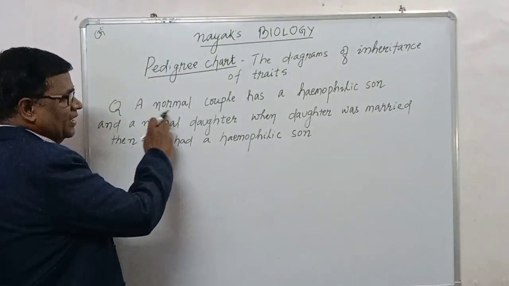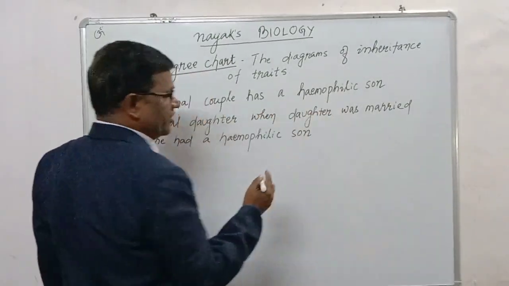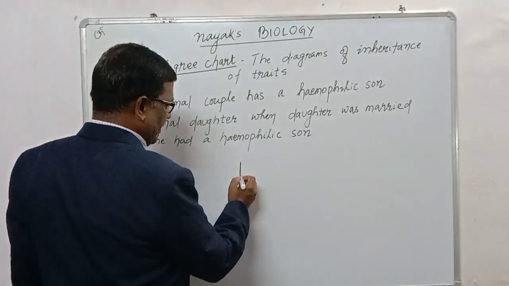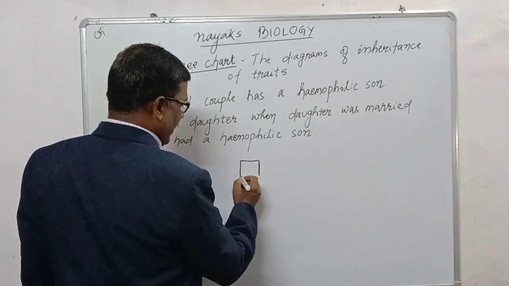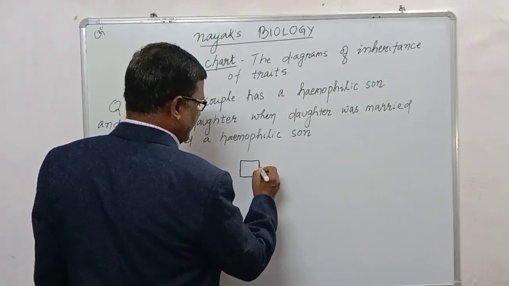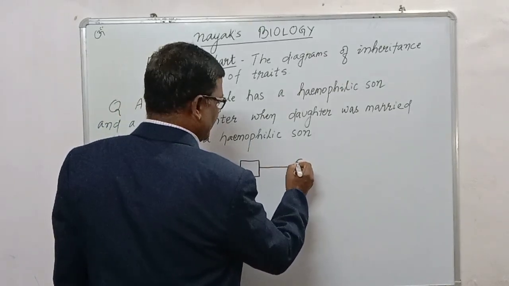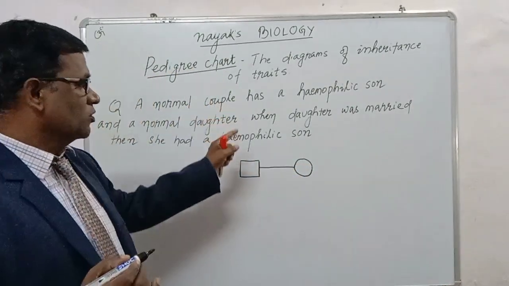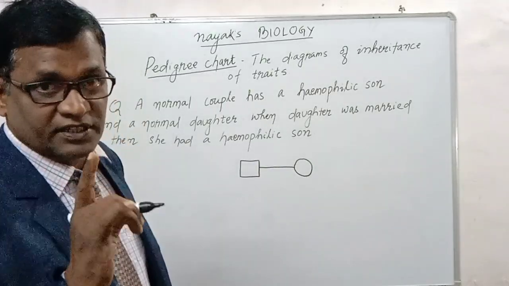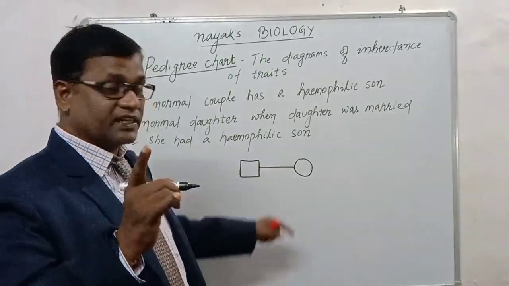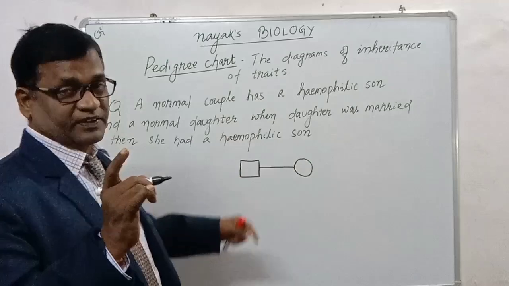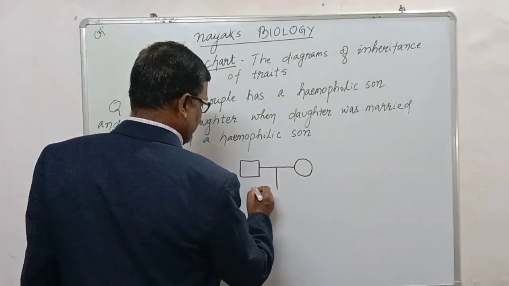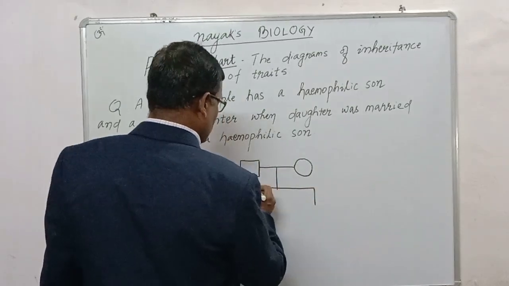First, a normal couple has a hemophilic son. A normal couple, how will we draw it in a pedigree chart? First we draw a man, and he is married to a woman, so we make a line and a circle for the woman. A normal couple means nobody is affected by the disease. Both the parents are not affected by the disease, but their son is affected. Then we have to mark that they have two children.